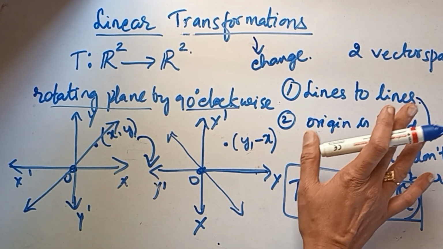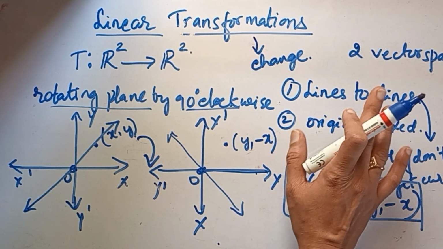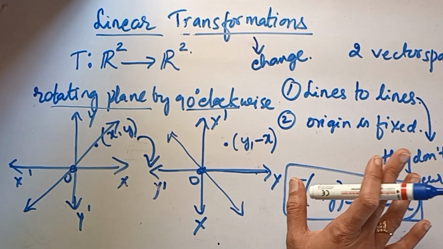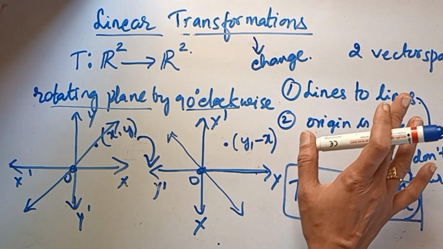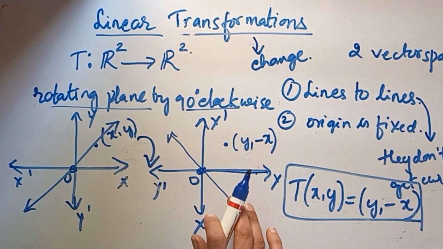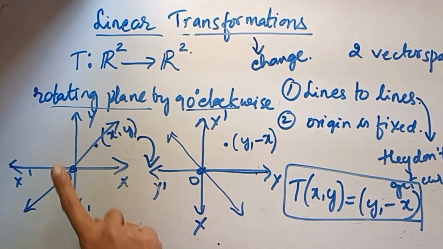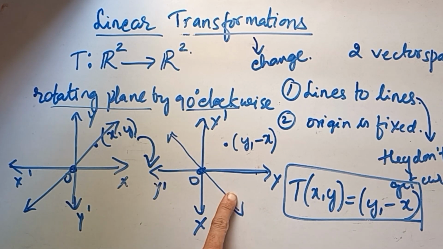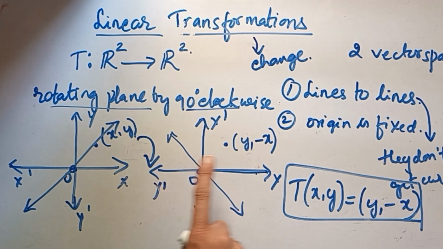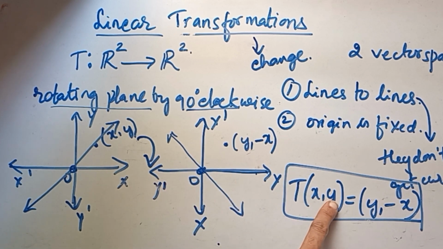Actually, when you are speaking precisely, that is how it goes. In an intuitive way, lines don't get curved. They will remain lines. The position may change, but still it is a line. And the origin is fixed. So this transformation is a linear transformation.